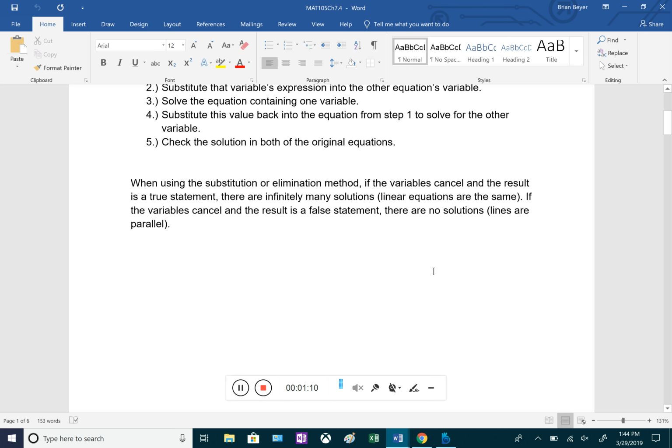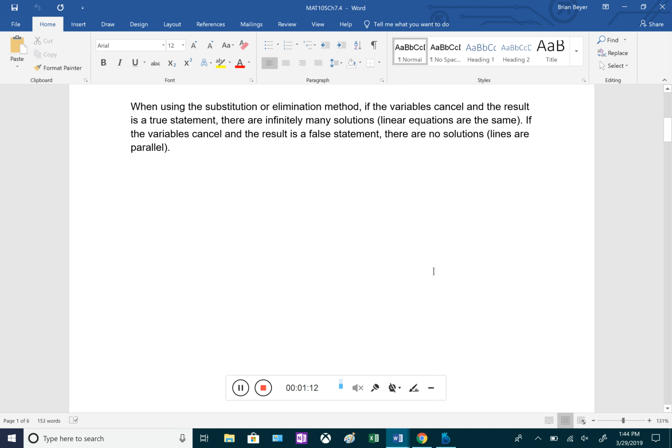But when using these methods, if you recall from the previous section, we could have one answer, we could have infinitely many solutions, or we could have no solutions. If the variables cancel and the result is a true statement, that means there's infinitely many solutions. If the variables cancel and the result is a false statement, that means there's no solutions.